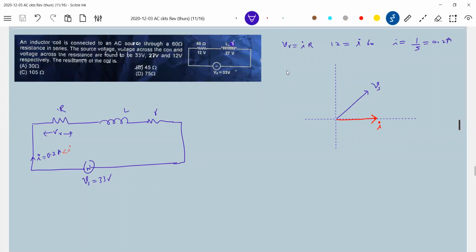What about the drop across the coil? So we know this VS, we know current, and we know that 27 volt. What is the 27 volt? It is the vector sum of the drop across the coil plus the drop across the resistance. So if you break this up further, let's analyze this much here. So this 27 volt, we can write it as VR square.